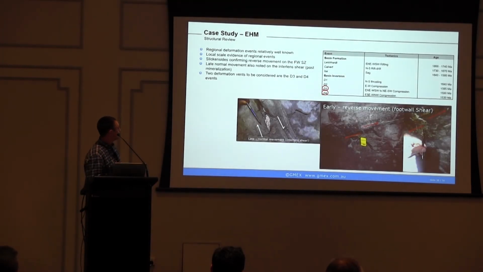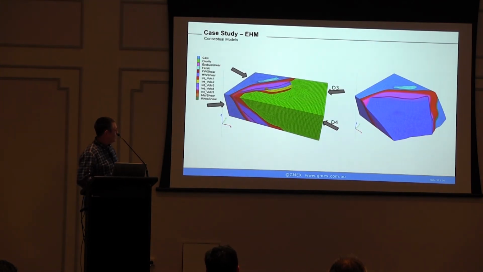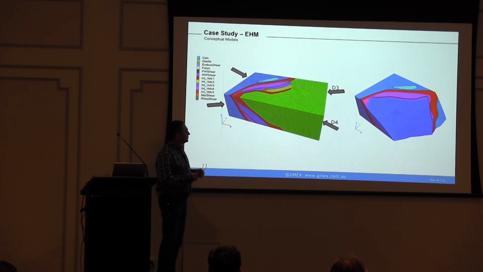I think now they're getting some drill drives down. So again, similar story with the regional deformation events. Decided to test D3 and D4 again. This is the 3D model, so it's a hexahedral model. We've got the main units of interest.